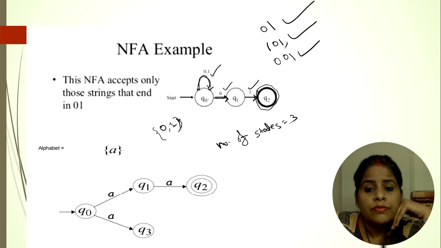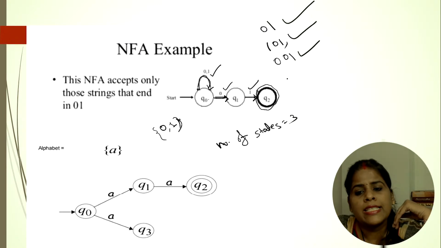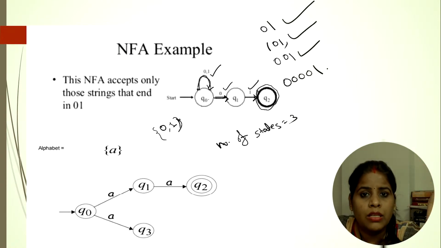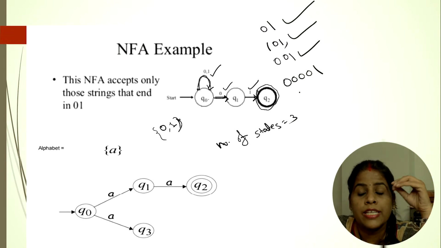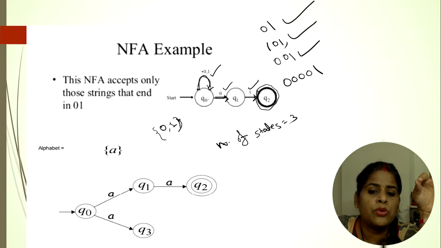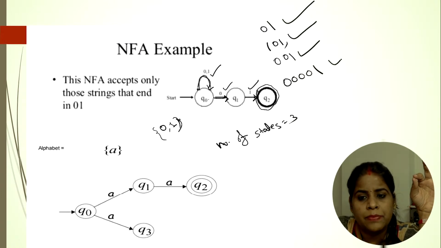ओके, अब हम लोग देख सकते हैं 0 0 0 0 1. Now I am taking a longer string. So 0 0 0 0 1. This will be accepted or not? This will also be accepted. 0 0 0 0 0 1. Okay, this is also accepted.